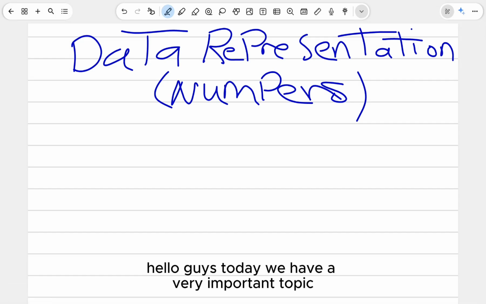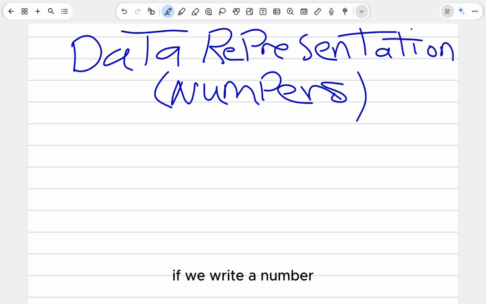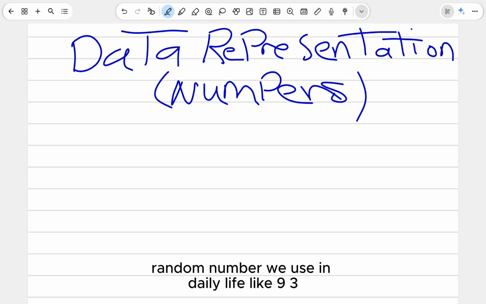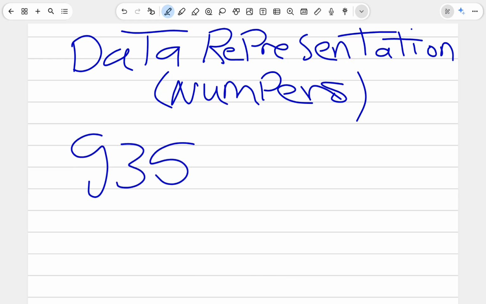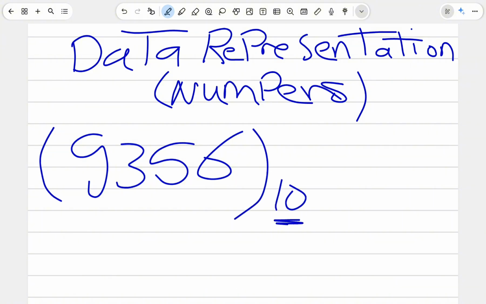Hello guys, today we have a very important topic, data representation, especially numbers. If we write a random number we use in daily life, like 9, 3, 5, 6, this number in CS is called a number in decimal form, base 10.